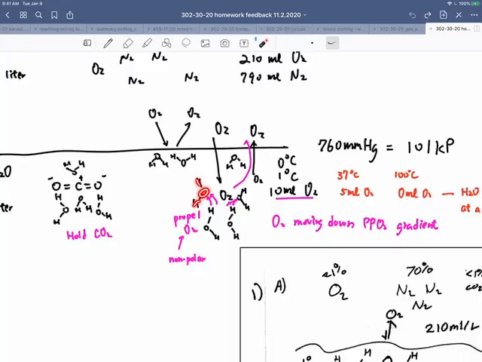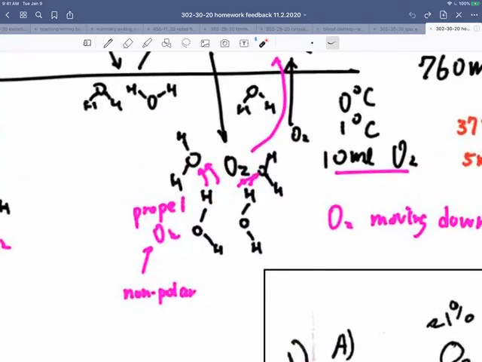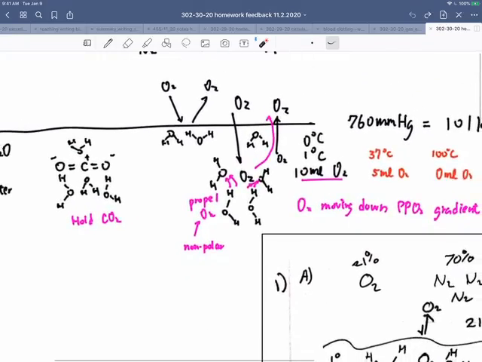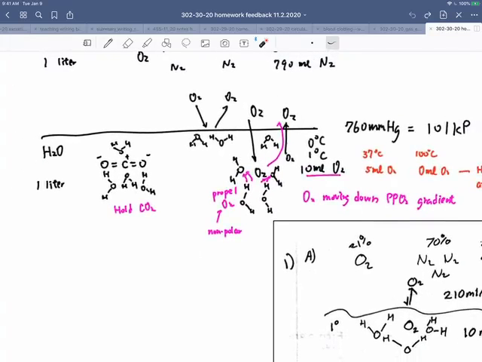The oxygen on this water is hydrogen bonded to a hydrogen on another water. So these oxygens and hydrogens are hydrogen bonding. What happens is the water molecules keep trying to get close to each other, and the hydrophobic effect pushes oxygen away, tending to push it out of the water. So it's the low affinity.